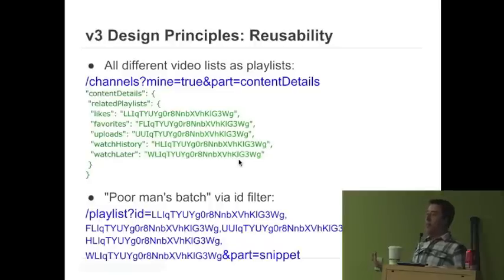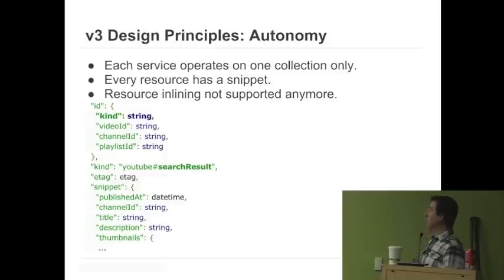So in that sense, if you have written on the client app a playlist player, let's say, you do not need to deal with different APIs for the watch history or the watch later. You can just feed the same data to that playlist player, and it's going to be able to do playback through that. So any video list is, in that sense, a playlist. We could have gone the way that we have different services and different collections for it, but reusability is a big principle that we care about in V3.